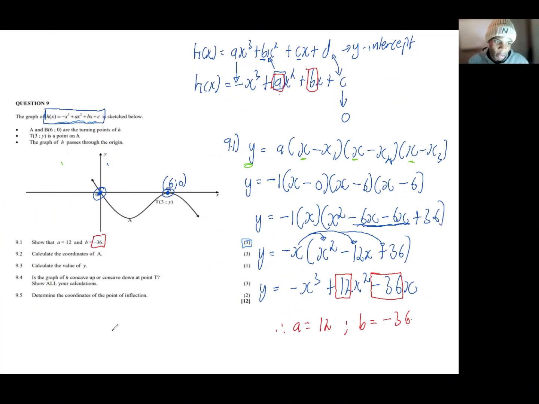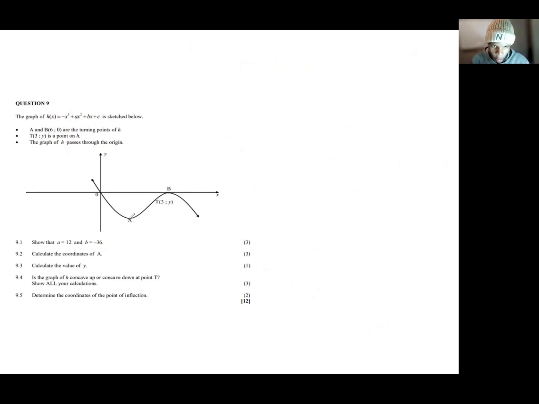Okay, so now let's move to 9.2. It says calculate the coordinates of A. Now, as we can see, A is still another stationary point. So points A and B, they did mention that these are the turning points of graph H. So to calculate that, we already know that anything that has to do with calculating the coordinate of a stationary point, you have to do it with the derivative, right?